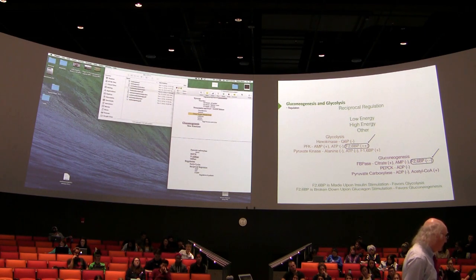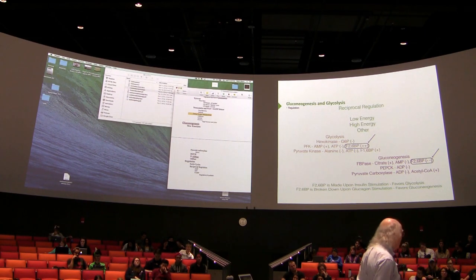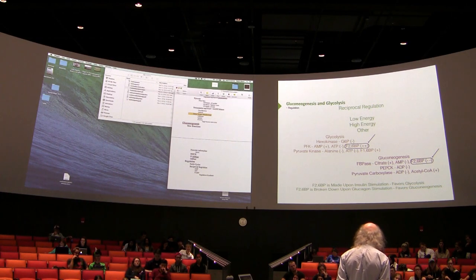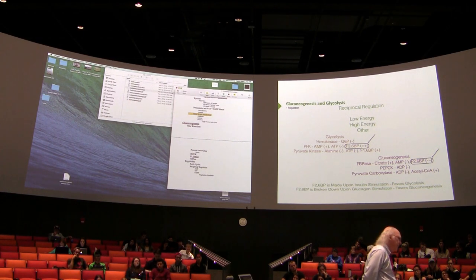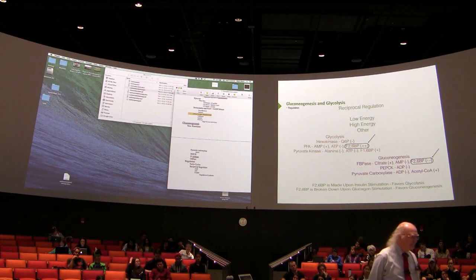Well, actually, that's a good point. It's also on the right track. Gluconeogenesis is going on in the liver. However, glycogen breakdown is also going on in the liver.